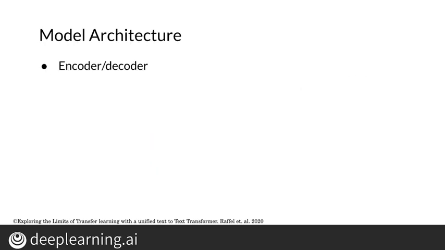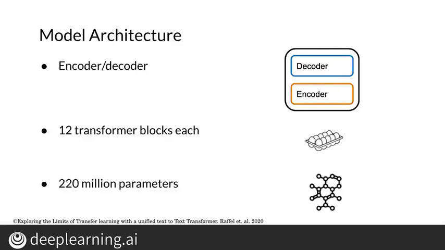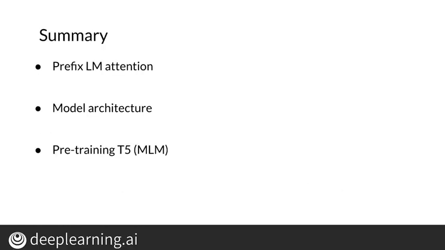So the model architecture uses an encoder decoder stack. It has 12 transformer blocks each. So you can think of it as a dozen eggs, and then 220 million parameters. So in summary, you've seen prefix language model attention, you've seen the model architecture for T5, and you've seen how the pre-training is done similar to BERT, but we just use masked language modeling here. You now have an overview of the transformer model. You know how to train it, and you've seen that you can use it on multiple tasks. In the next video, I'll be talking about a few training strategies for this model.